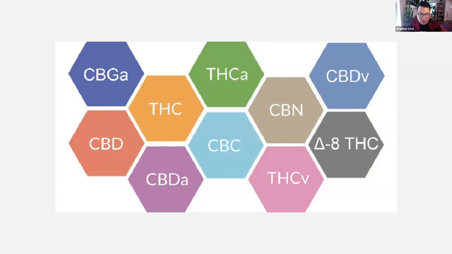Now with that, I did want to show you some of the more common phytocannabinoids that we have available to us. Like I said, there's over 100 out there and more being discovered all the time. These are the ones that you're probably going to see most often. So we have CBGA, we have CBDA, and we have THCV, CBN, CBC, delta 8 THC, and CBDV.